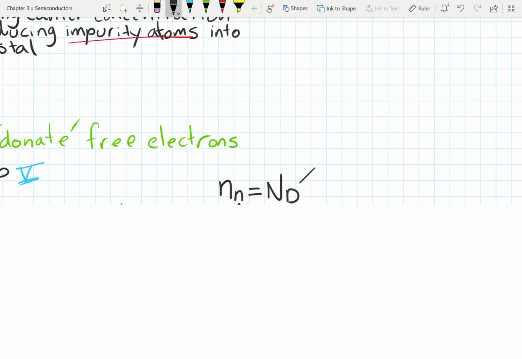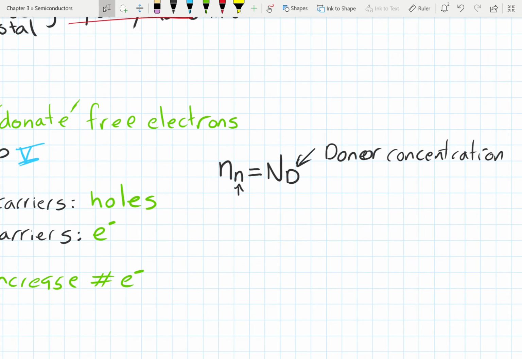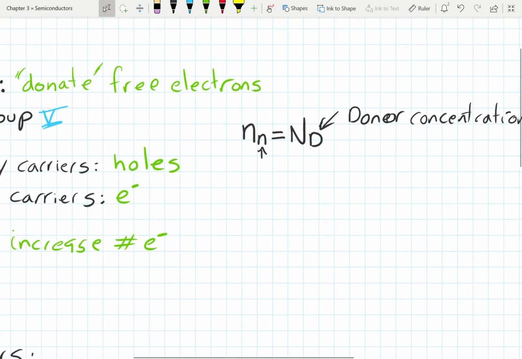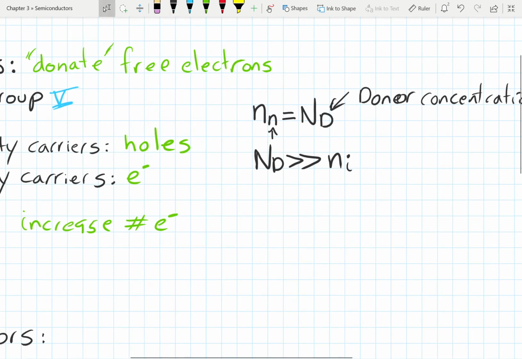So this guy right here is the donor concentration. For each donor atom that you add, you get an extra electron. And another thing that we know is that the donor concentration is going to be way bigger than the intrinsic concentration, because we want to add more free electrons.